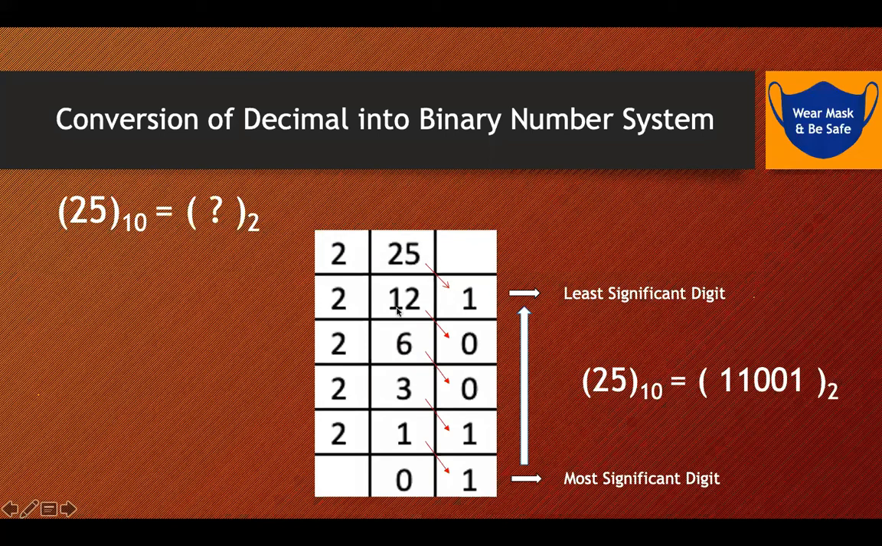25. So 2 1s are 2, 2 2s are 4. 1 will be the remainder. So where have I written 1? 1 here I have written. Okay, 1 I have written here. Then again when 12 came, again we have done 12. It comes 2 6s are 12.